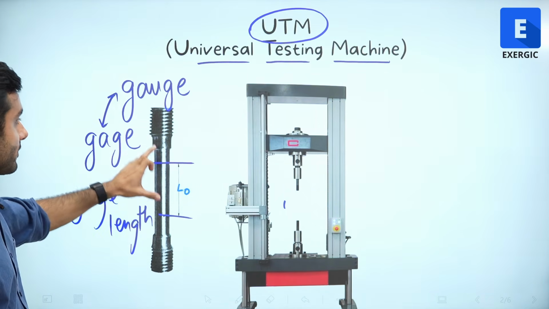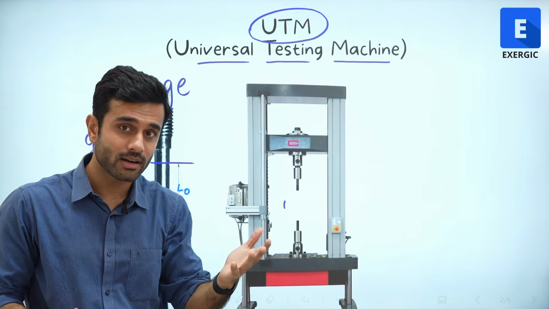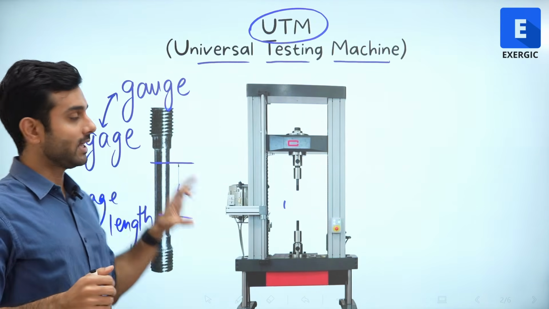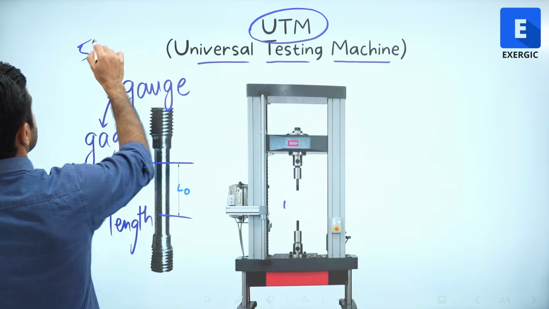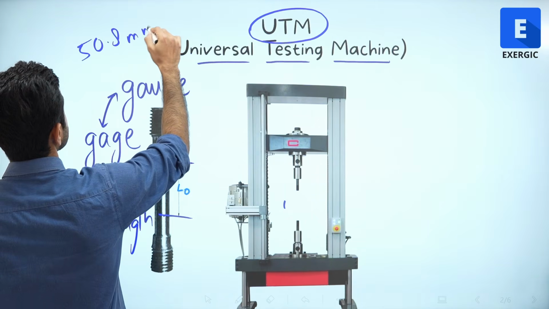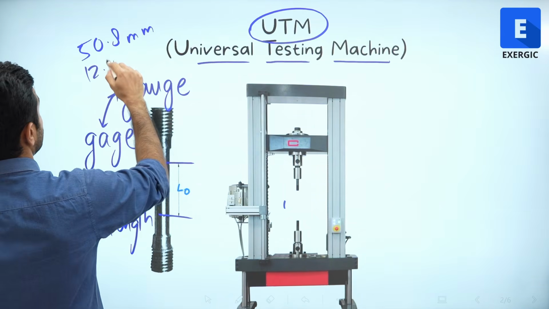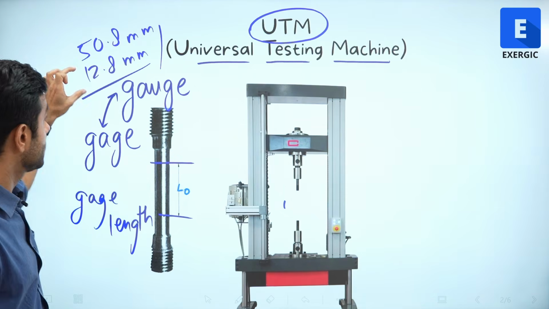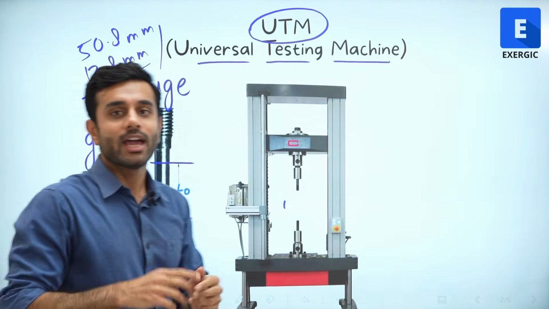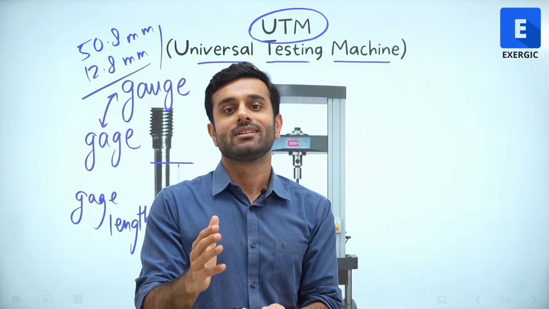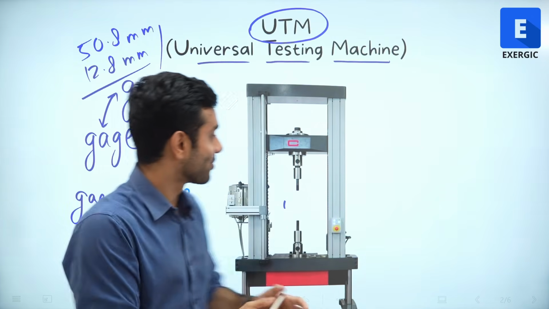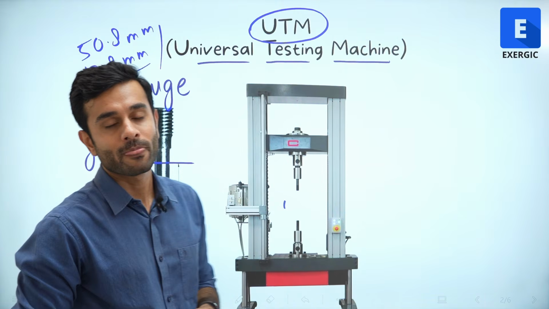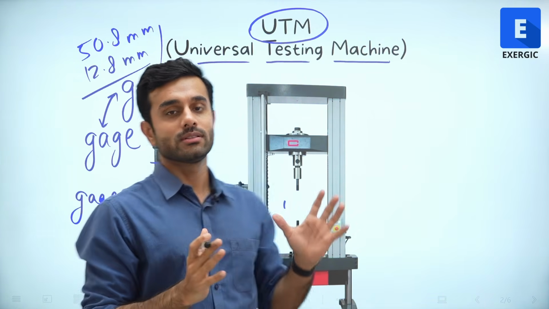And as I was telling you, for the ASTM standard, this length is defined and its diameter is defined. So length is 50.8 mm, diameter is 12.8 mm, like that. So you can see it's not that long. 50 mm of length is not going to be this large, right? So small, 50 mm. So this is about the specimen.